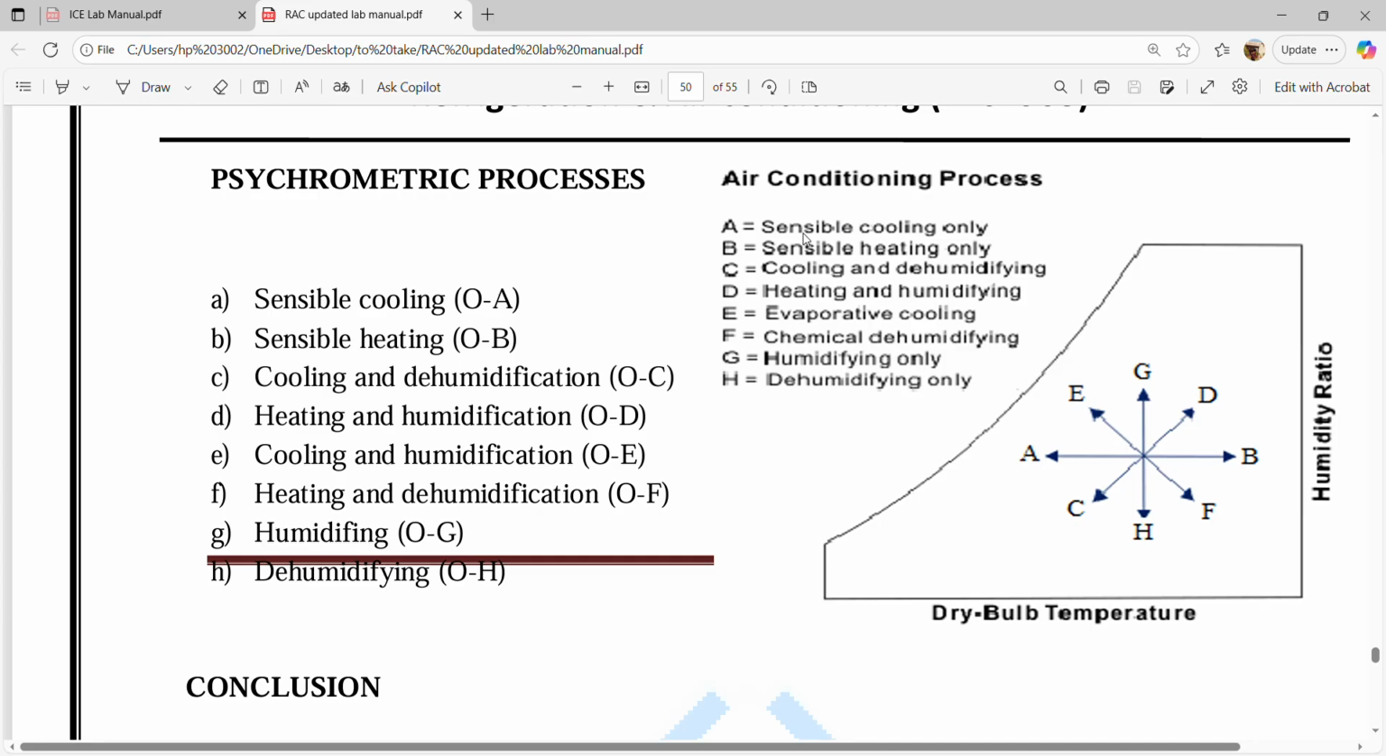Here there are processes: sensible cooling only, sensible heating only, cooling and dehumidification, heating and humidifying, evaporative cooling, chemical dehumidification, humidification only, and humidifying only. This is the dry bulb temperature line. This is the humidity ratio. Okay, this is a typical psychrometric chart.